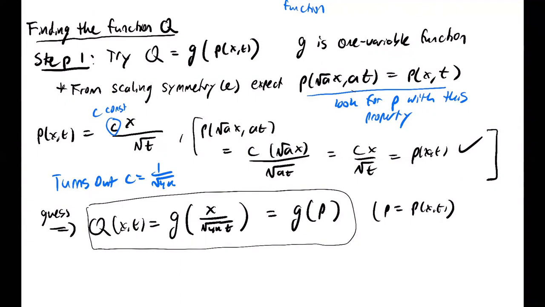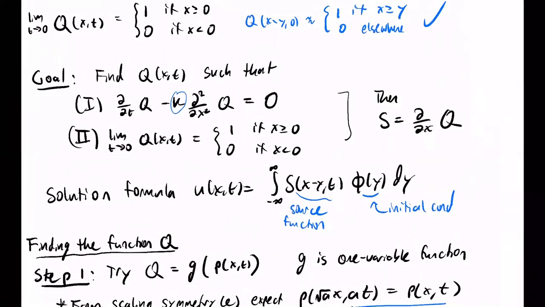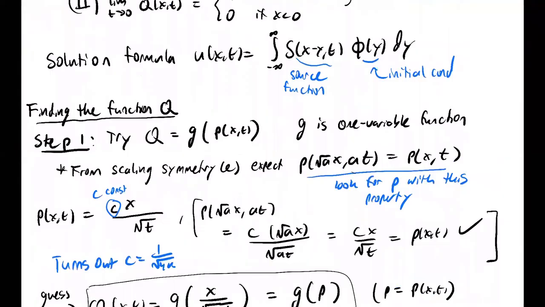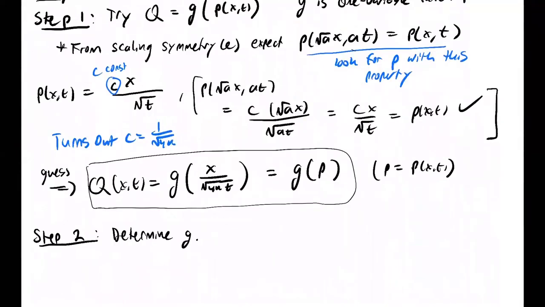Okay, and so now the goal is to figure out what g has to be. So step 2 would be to determine g. And so what we're going to do is, well, we're working with partial differential equations. I need my function q to be a solution to the PDE, which is the diffusion equation. So I'm going to have to take derivatives in order to get more information. So I want to determine a g so that q solves the diffusion equation. And so what we need to do now is take derivatives and check.